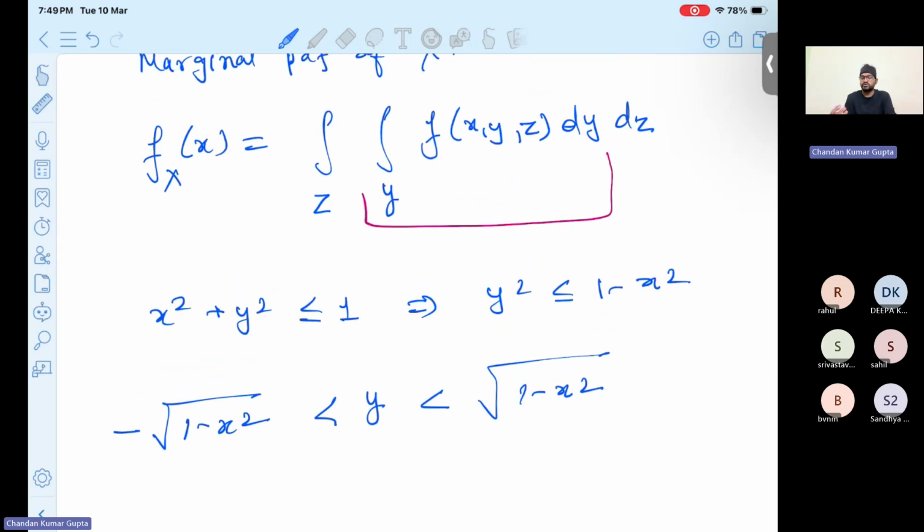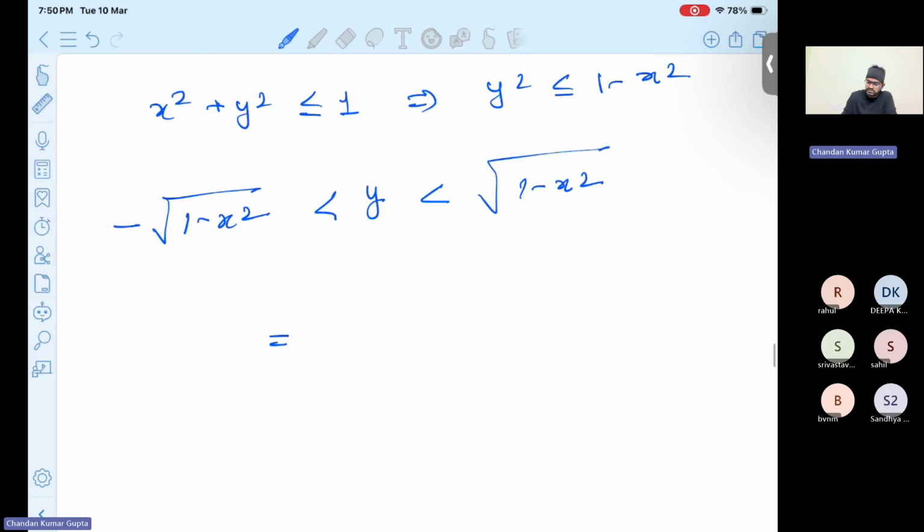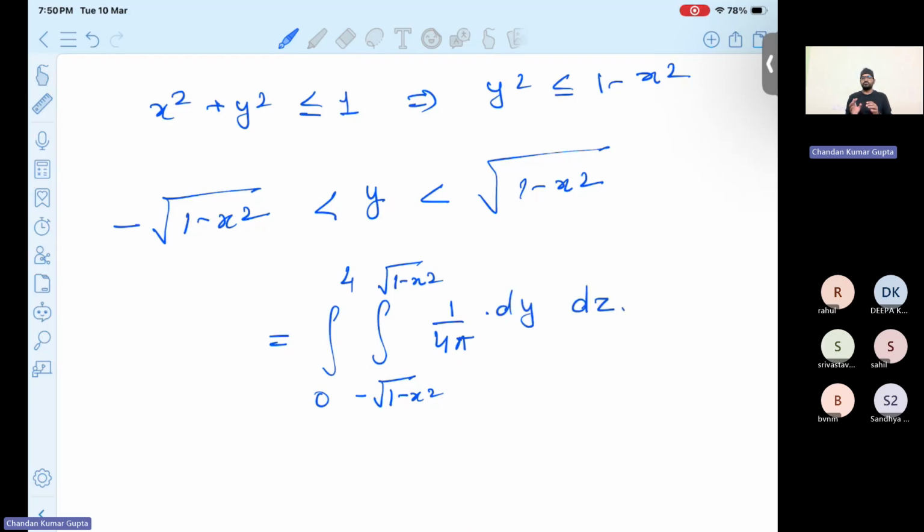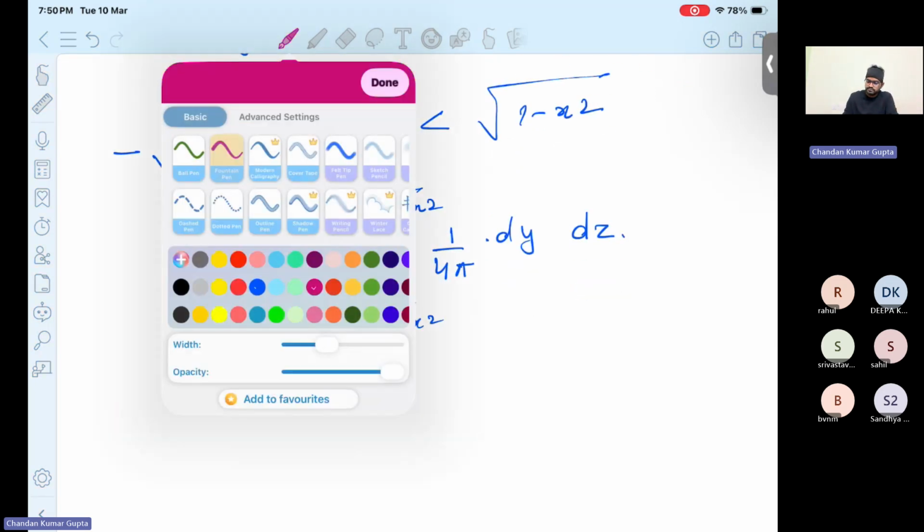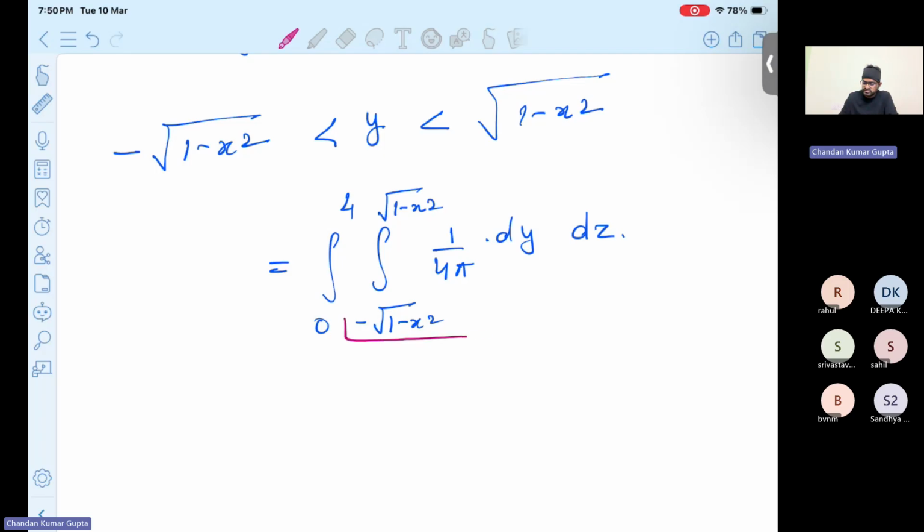And the joint PDF of XYZ is nothing but 1 upon 4 pi. So let's put it: 0 to 4, the limit of z. It's like minus under root of 1 minus x square to under root of 1 minus x square. It's 1 by 4 pi and dy dz. Okay, we have put all the values. Now the next step is to again solve this, first dy and then the dz term.